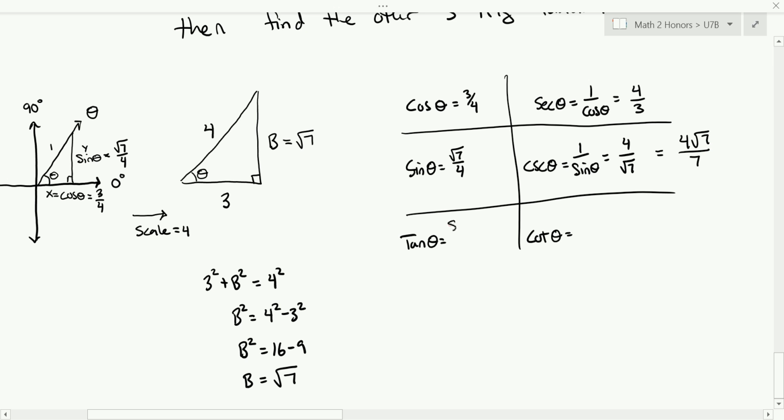Tangent is sine over cosine. So I didn't give myself enough room here. I'm going to write down here. So I get root 7 over 4 divided by 3 over 4. Nice thing is that they both have a denominator of 4, so I could reduce it this way and get root 7 over 3. That's for my tangent.